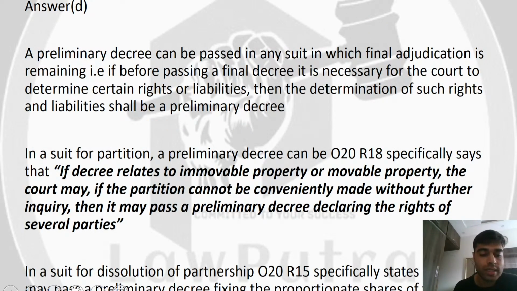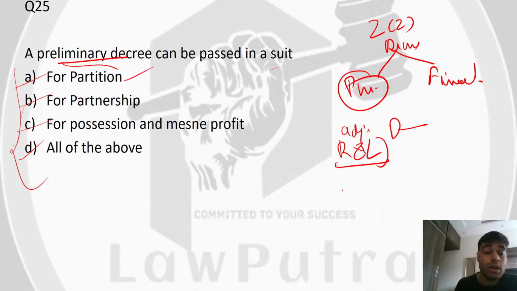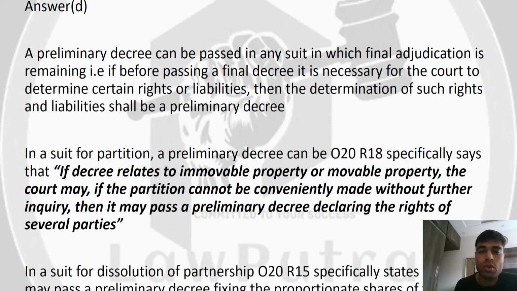See, in all these cases, for partition, partnership, for possession, there are certain rights and liabilities. But before resolving all of them, there are certain preliminary aspects which need to be established, and those aspects can be established by way of a preliminary decree. So this decree can be passed in any suit in which final adjudication is remaining. That is, before passing a final decree, it is necessary for the court to determine certain rights or liabilities. Then the determination of such rights and liabilities shall be a preliminary decree.